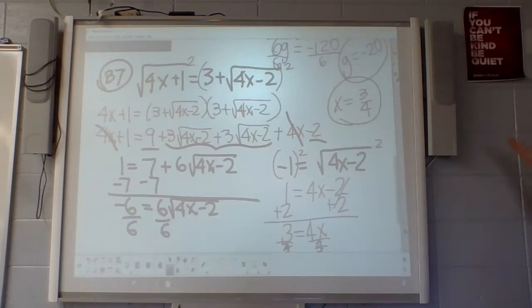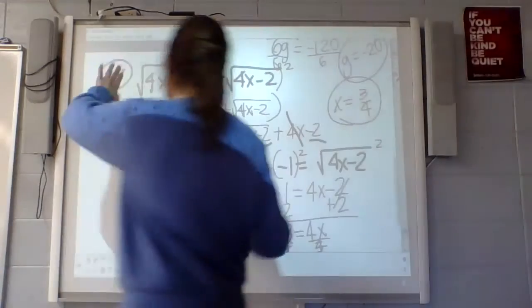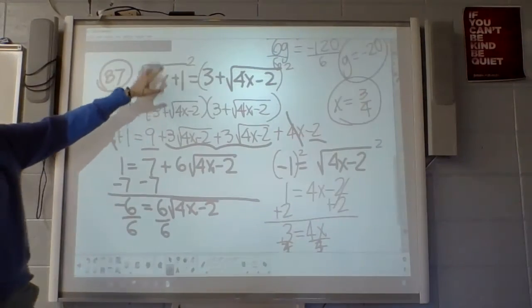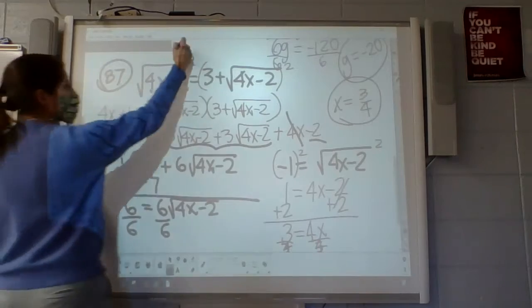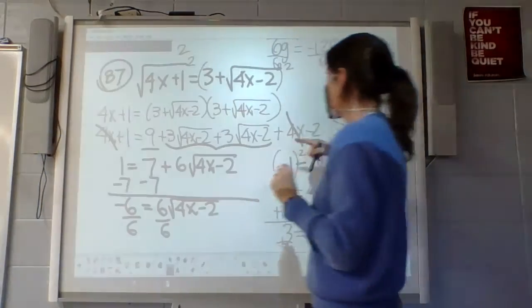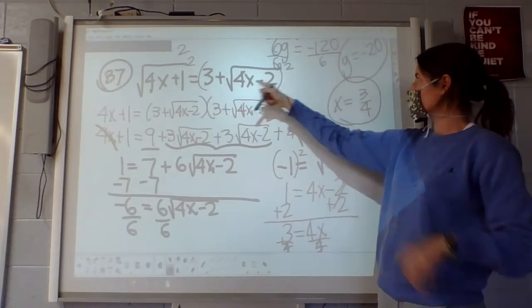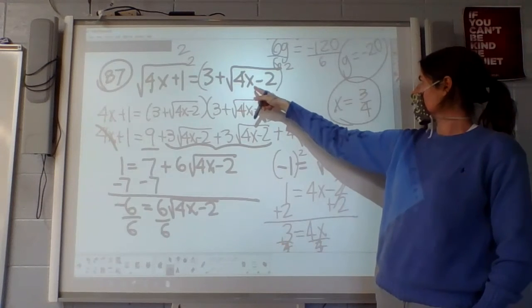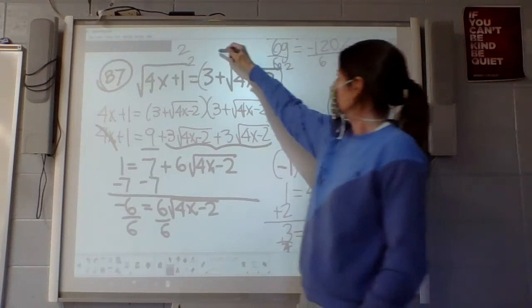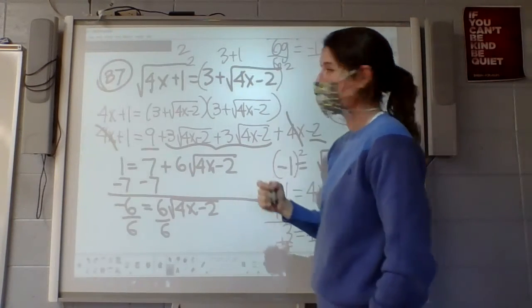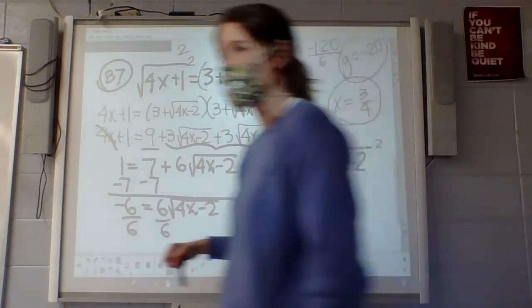So technically we should go back and check this. So 3/4 times 4 is just 3, plus 1 is 4, square root of 4 is 2. Over here, put this back in. This is 3 minus 2 is 1. So 3 plus 1 is actually 4. So this one ends up being a no solution.